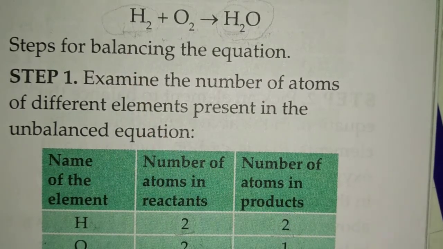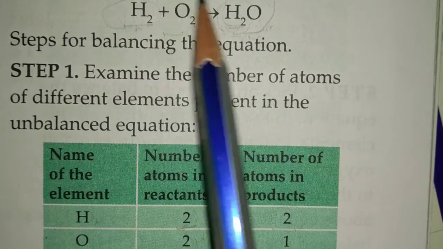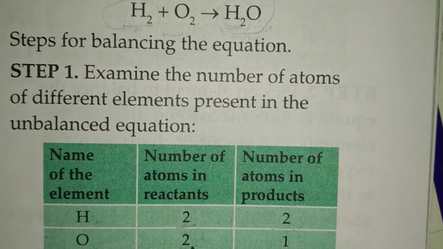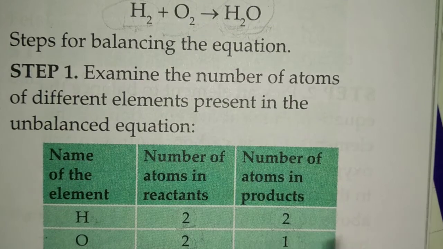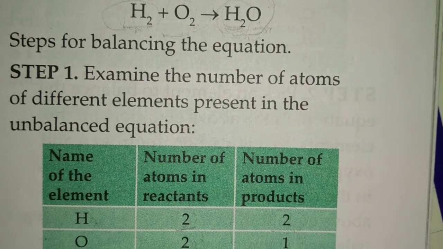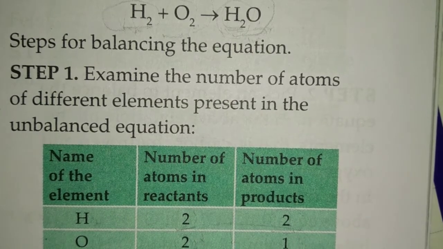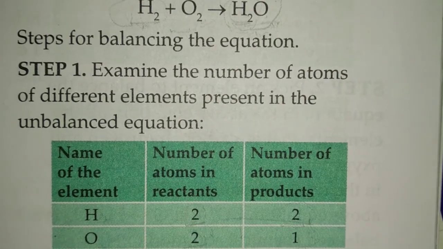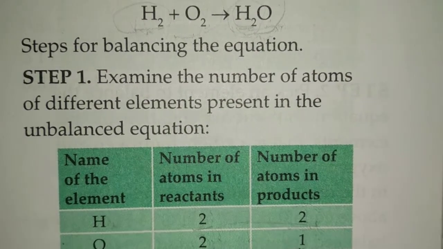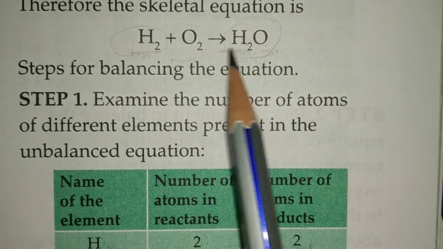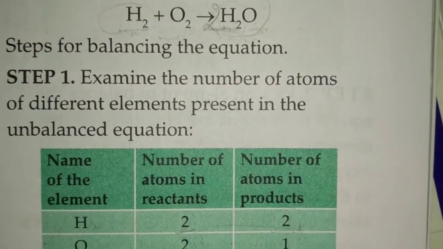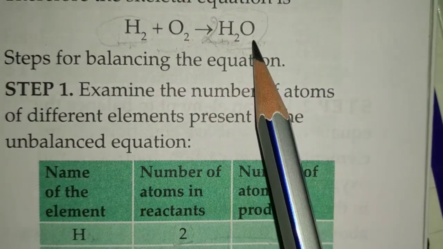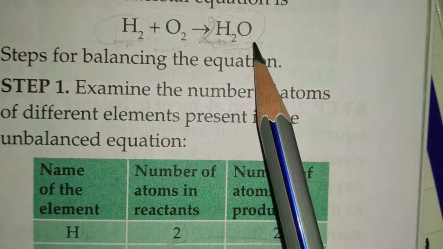Then let us go for oxygen. On the reactant side, oxygen is having 2 atoms in it. On the product side, we are having 1 atom of oxygen in water. It is clear from here that the hydrogen atoms are balanced on both the sides, but oxygen atoms are not balanced. So to balance the number of oxygen atoms, we have to put a number in front of H2O. So if we put 2 in front of H2O, then what will we get? We will be having 2 atoms of oxygen on the product side also.